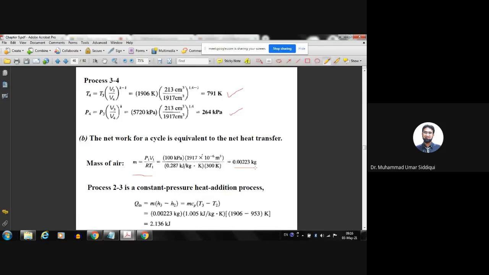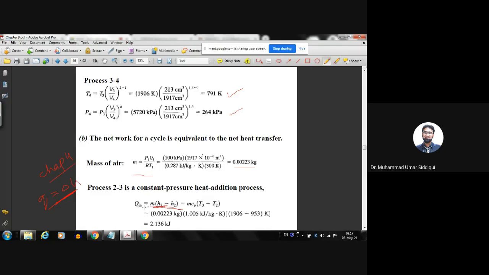Now, once you have this, you can determine the amount of heat added, Q in. So Q in is basically m times (H3 minus H2). Remember, this is a constant pressure process. And we determined in chapter number 4 that Q equals delta H if it is a constant pressure process. This is from chapter 4. We determined it.